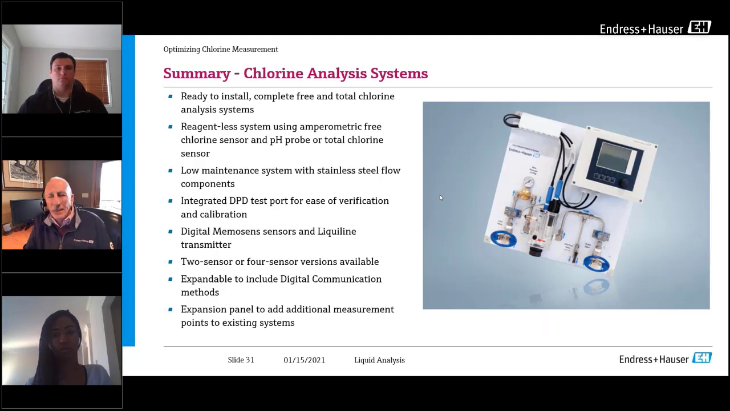But in that example, it's hard to say. It just depends on what supplier 2 is trying to measure and where they are trying to measure it, as to whether they should be doing free or total in their process.